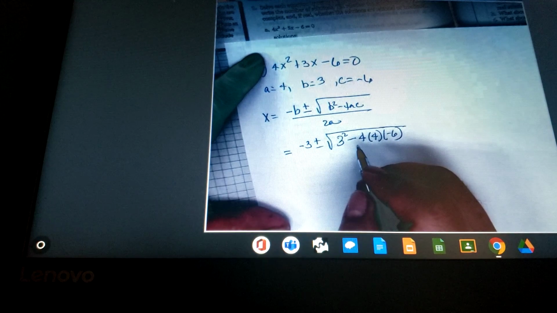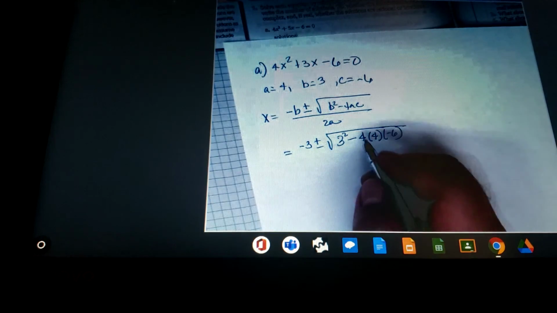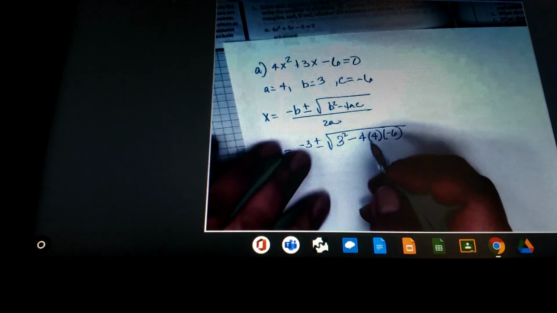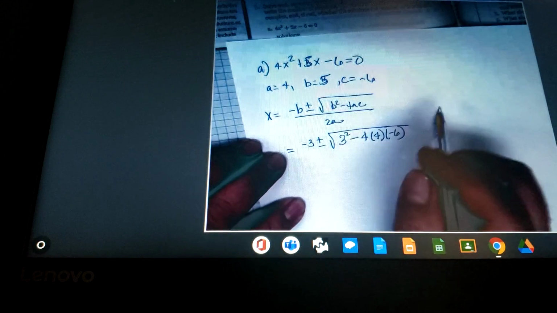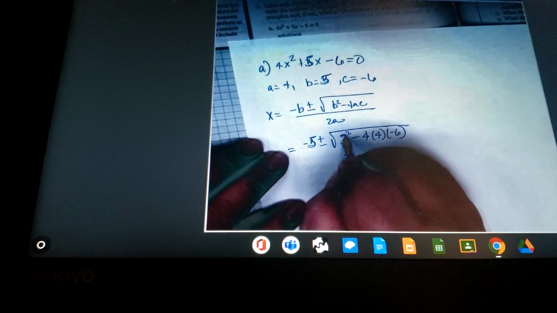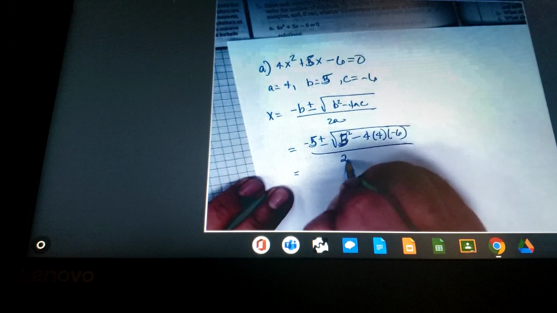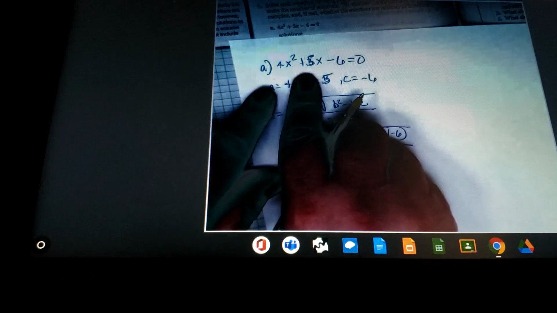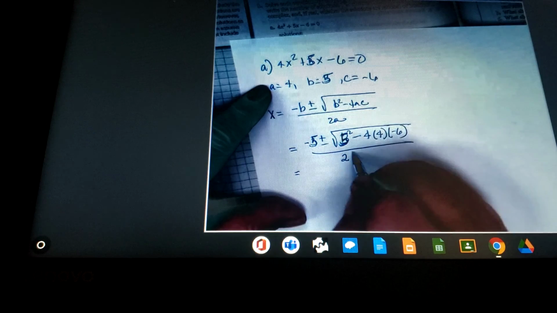Are you doing problem A? Mm-hmm. Okay, it's not 3x, it's 5x. For your 5x? Yeah, it's 5x. No. Oh, sorry for that. It's 5x. So b is 5, and then 5 here. So over 2 times 4, 4x squared plus 5x minus 6. Okay. Over a is 4.